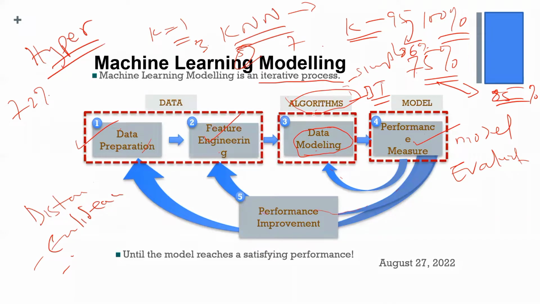You might need to go back to the feature engineering. Maybe you have selected the wrong features. Maybe the features have been wrongly combined together. You might have to go back here. And sometimes things might be so bad that we have to go back to the beginning and start all over: data preprocessing, data preparation.